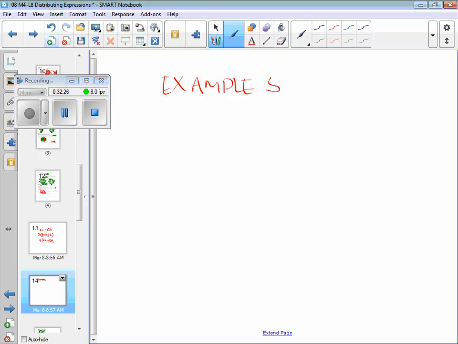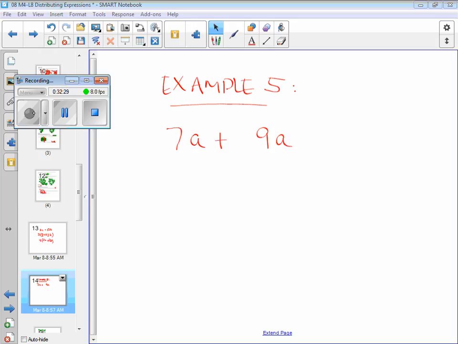I'm going to go right back to the question I asked you before. Do you see something in each term that's common? Start with the numbers, 7 and 9. Is there a GCF between 7 and 9? There isn't. You can't factor out anything other than a 1. If you do that, you're going to wind up right back where you started with a 1 outside, and you're right back to 7a and 9a.